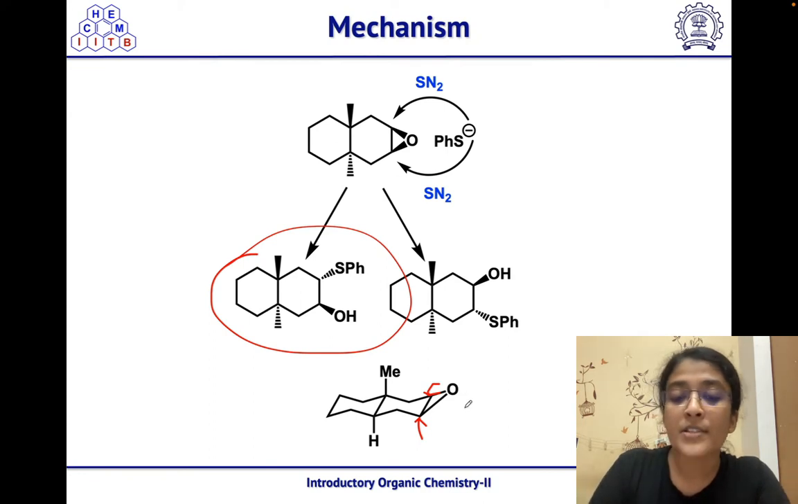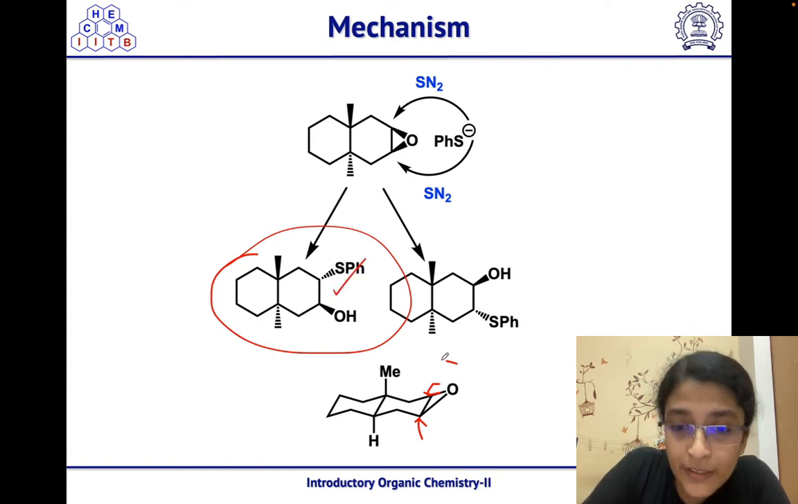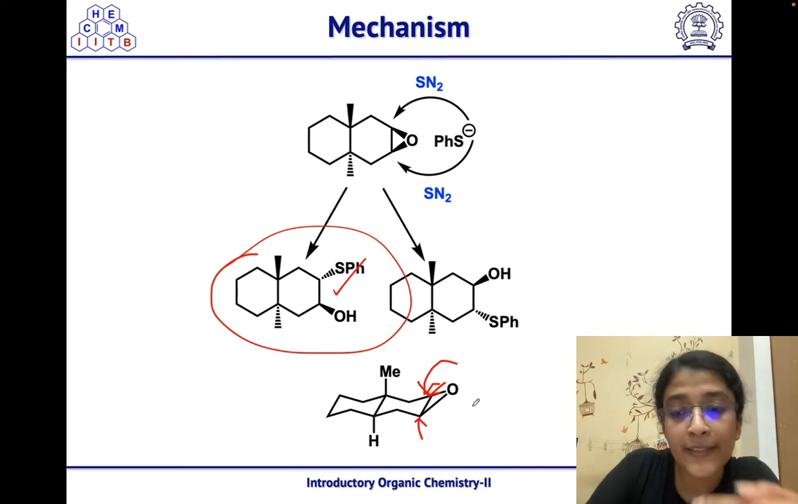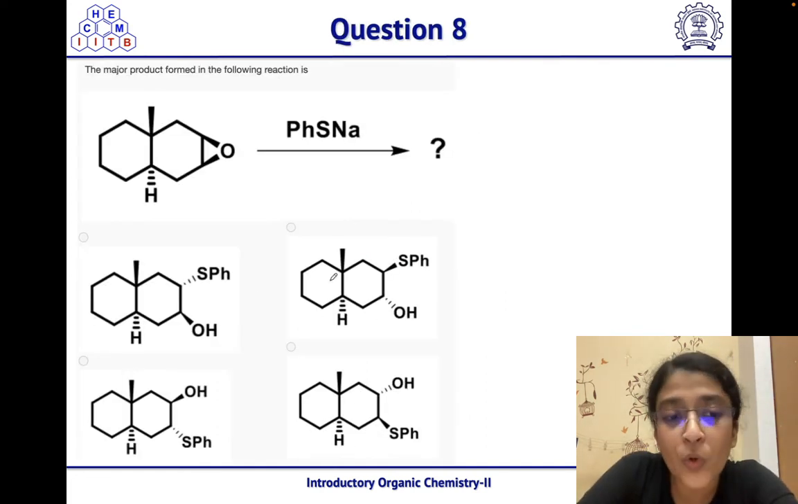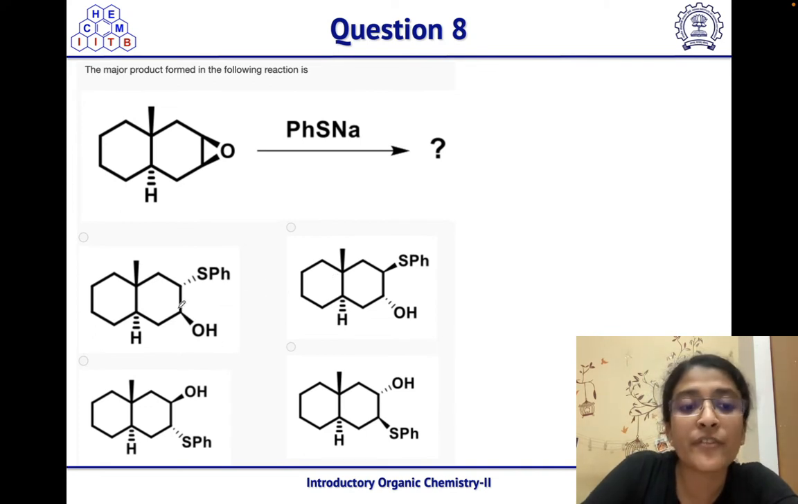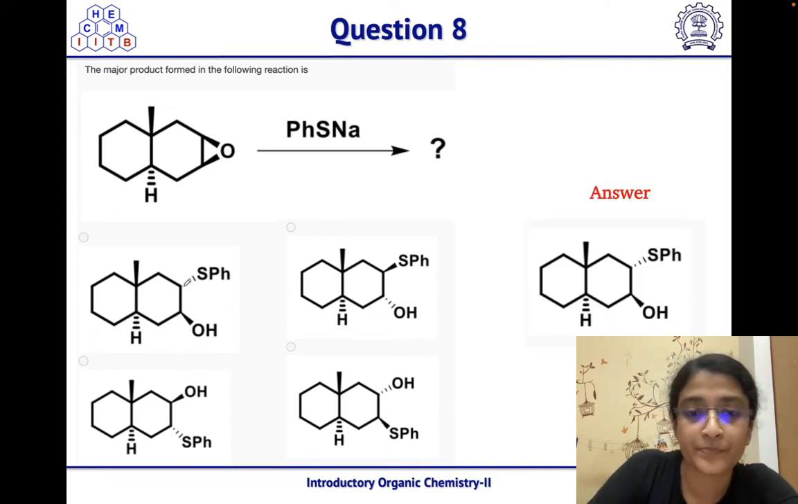It is clear now. So because of that this will be the major product, because here if attack is taking place, the SPH group will come in the equatorial side, and since it is bulky, equatorial attack will be more favored over axial attack. So the major product will be this one. Is this clear? Yes, ma'am. Okay? So out of these four, the major product that will be formed is option A, this one.